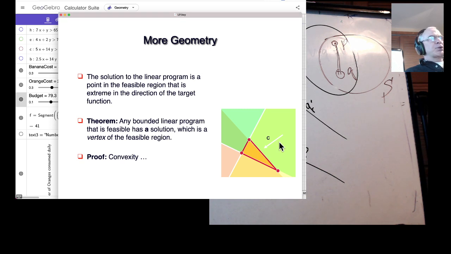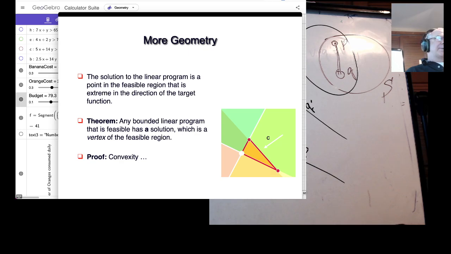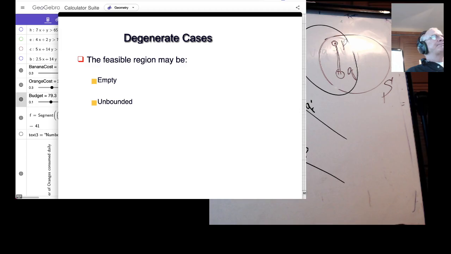And if I'm pushed by the wind, and the wind tells me, keep on in this direction as long as you can, you'll always end up at a vertex. Possibly this vertex is not unique, but there is always a vertex that gives you the optimum. Right? This one is for this direction of wind.